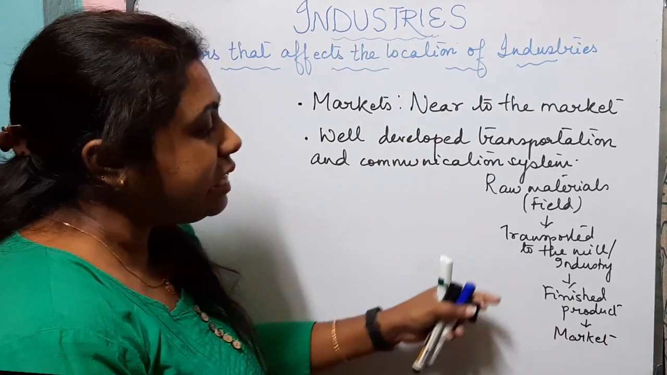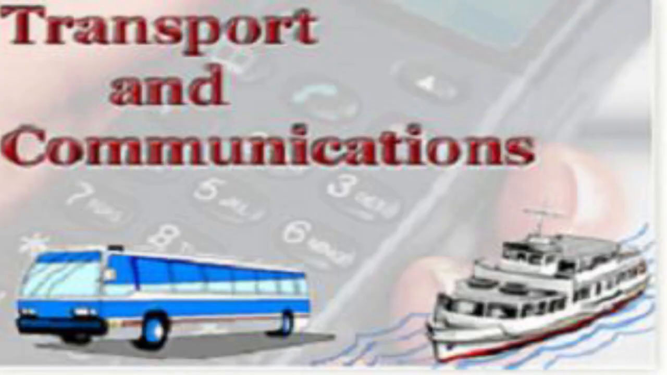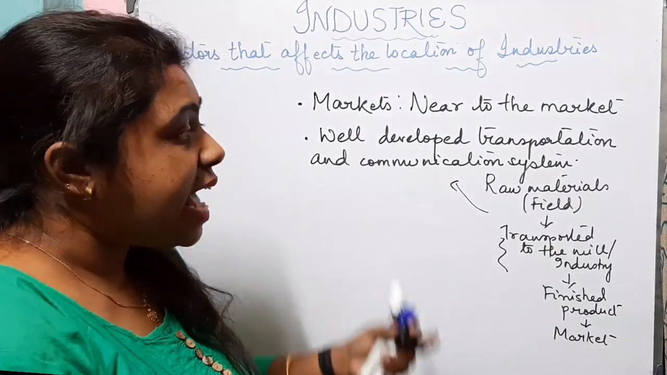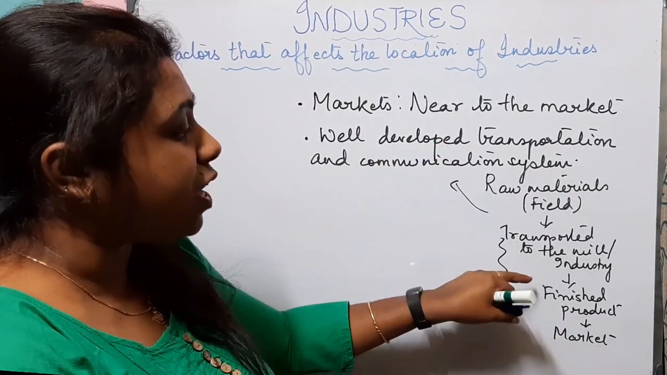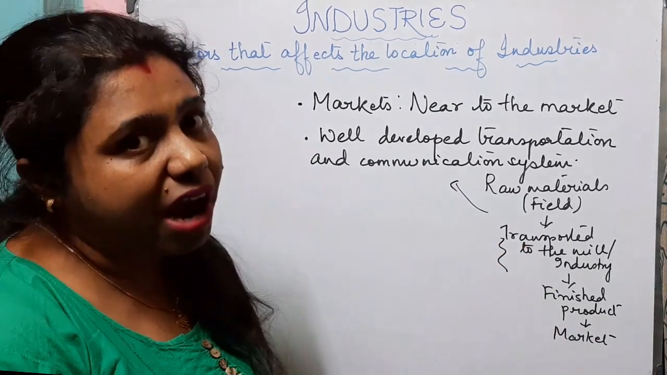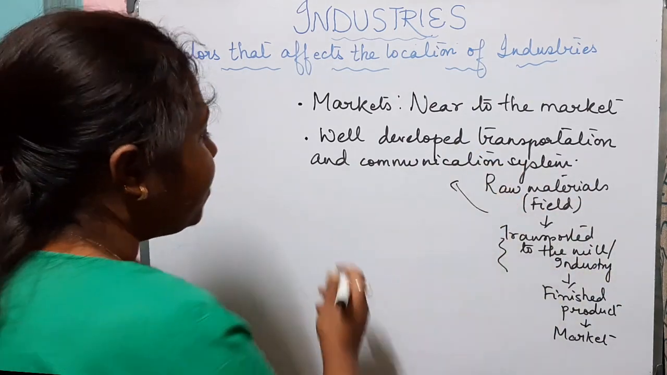Now all this needs a well-developed transportation and communication system. If there is no properly developed communication and transportation system, that is waterways, railways, roadways, then how will the raw materials be transported to the industry and how will the finished product be transported to the market? So we need a well-developed transportation and communication system.